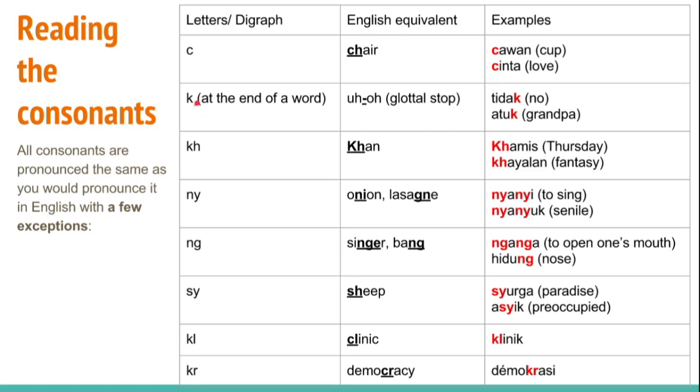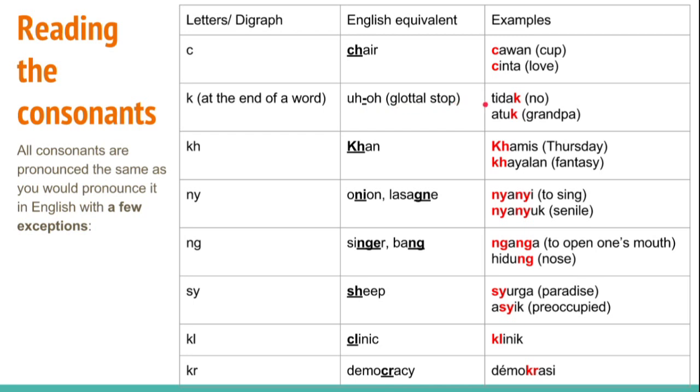Next up is the letter K. Usually K in Malay is pronounced with a k all the time, except when it's at the end of a word or at the end of a syllable. If it's at the end of a word or a syllable, it would have what we call the glottal stop. For example, in English, you would say something like "uh-oh." The sound in the middle of "uh-oh" is what you call a glottal stop.